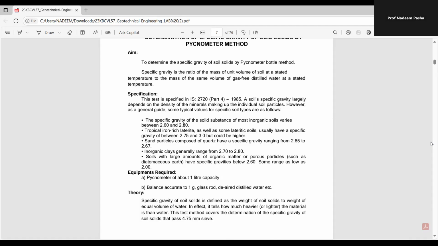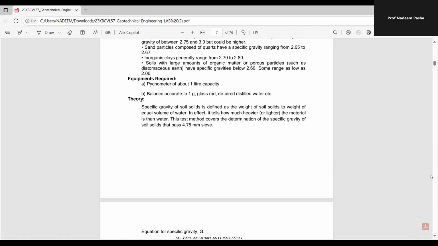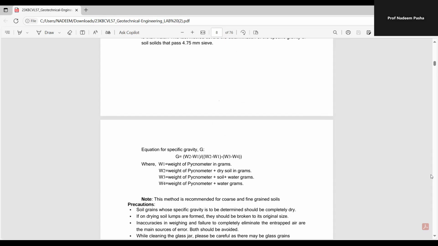The test method covers the determination of specific gravity of soil solids that pass through a 4.75 mm sieve. So, you can use this test method to determine the specific gravity of soil solids that can pass through a 4.75 mm sieve. The equation for specific gravity G is W2 minus W1 divided by W2 minus W1 minus W3 minus W4.